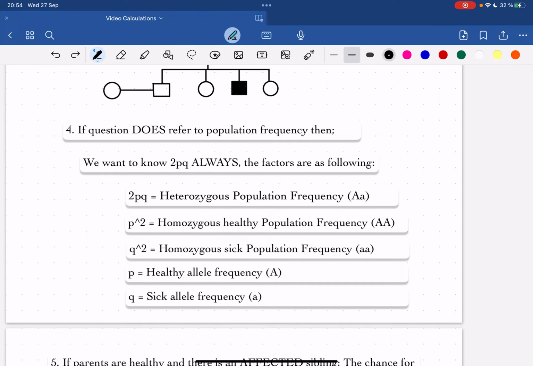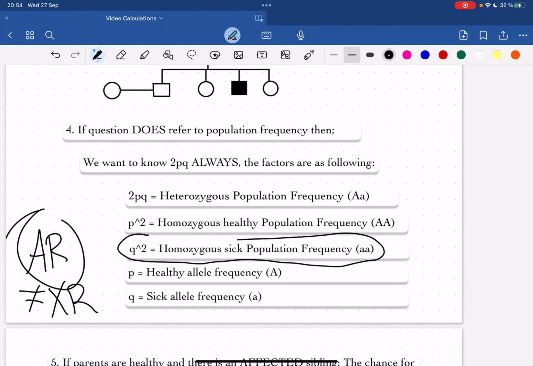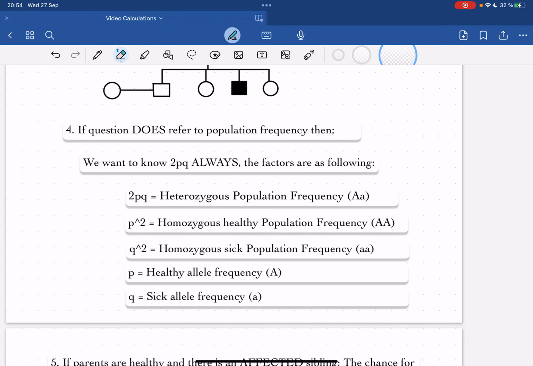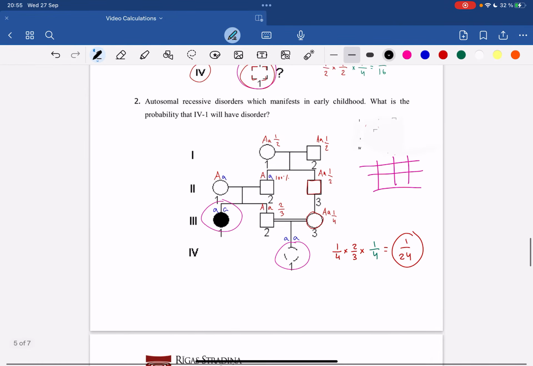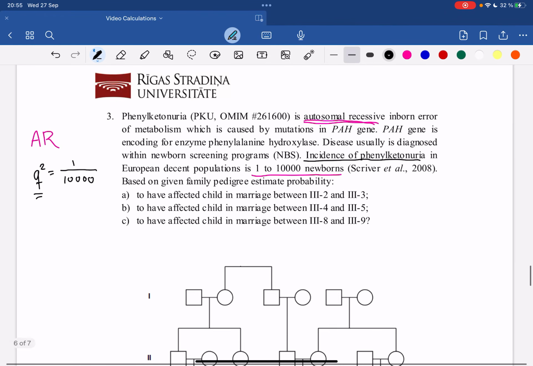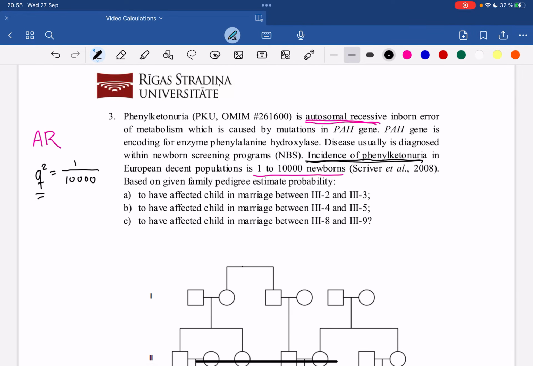Oftentimes, when you see this specifically for AR, don't think XR. XR is completely different, but for AR, if you see something like this in the question, they're usually talking about the homozygous sick population frequency, unless they state specifically that this is the heterozygous population frequency, or the homozygous healthy population frequency. It all depends. Be careful to read the question and know what goes where. But for this incidence of phenylketonuria, they're talking about the sick population, which is q to the power of 2.